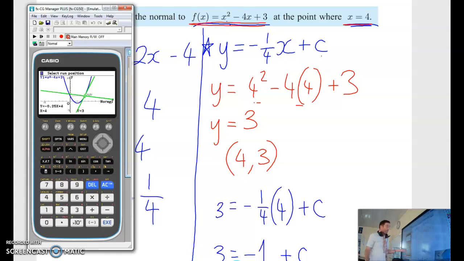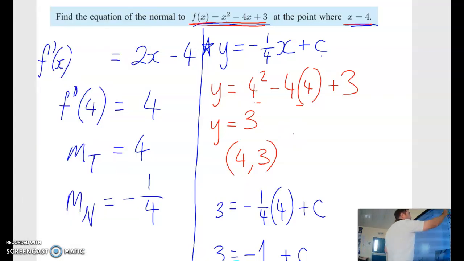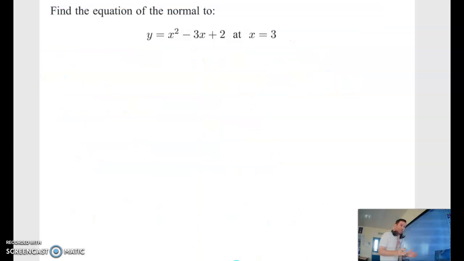Probably a bit quicker, more straightforward. If the question allows it, go for it. It's definitely useful to be competent with both techniques. All right, let's have a look at one more question. I recommend pausing the video now and have a go at this. Find the equation of the normal there. Pause the video, have a go at it.